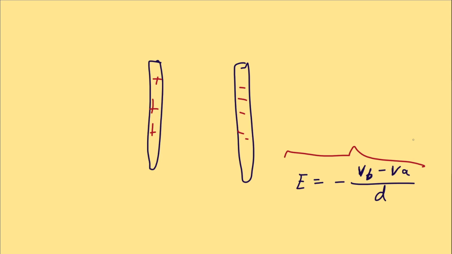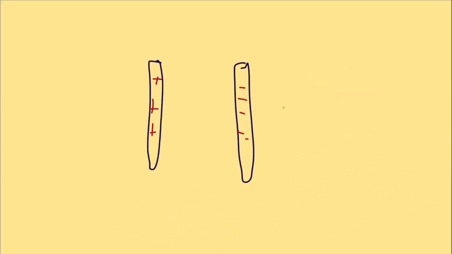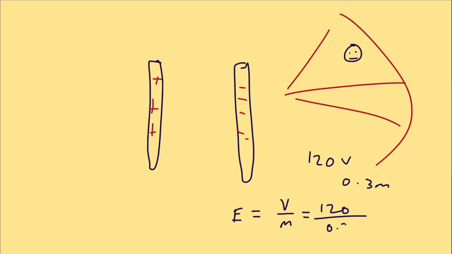And what it says is that the field points from high potential to low potential. The bigger the drop in voltage over distance, the stronger the field. So if the voltage drops strongly with how much you move away, that means the field is quite strong too. Here's something super practical. We're going to look at real numbers. If you're standing in an electric field like this, and it drops 120 volts over 0.3 meters, then the electric field is volts over meters. So 120 divided by 0.3 meters, giving us 400 volts per meter.